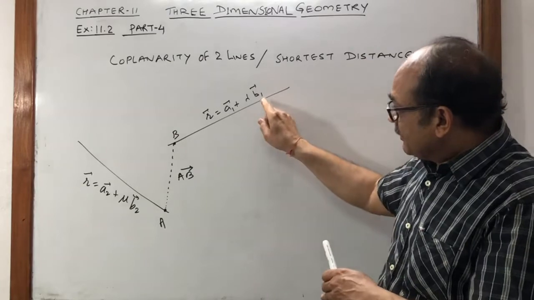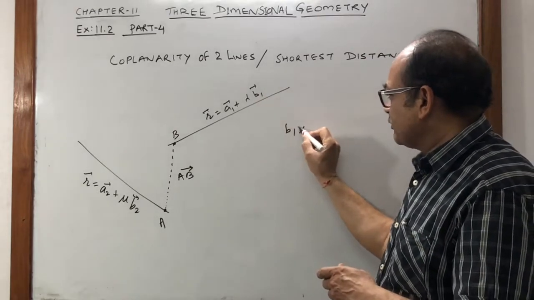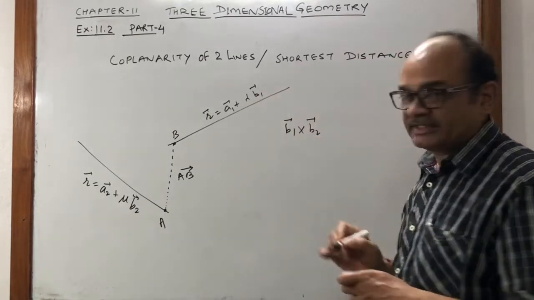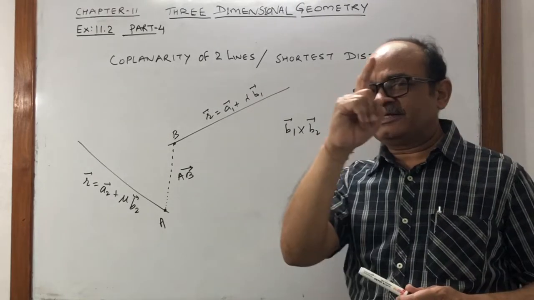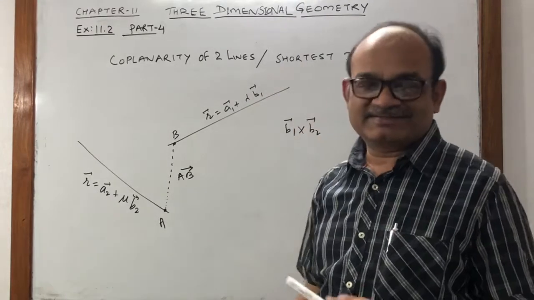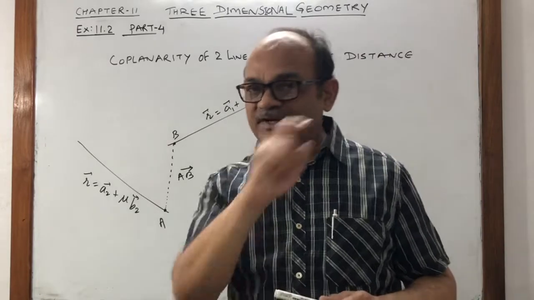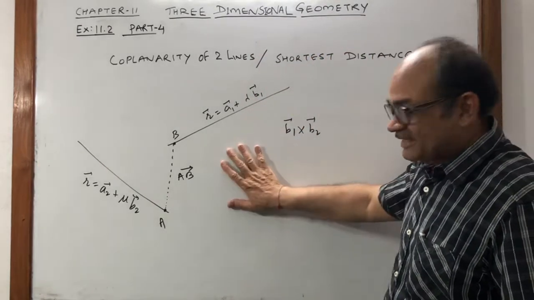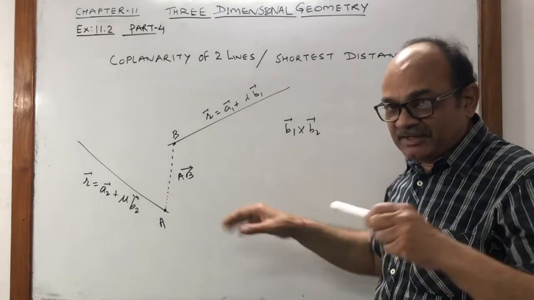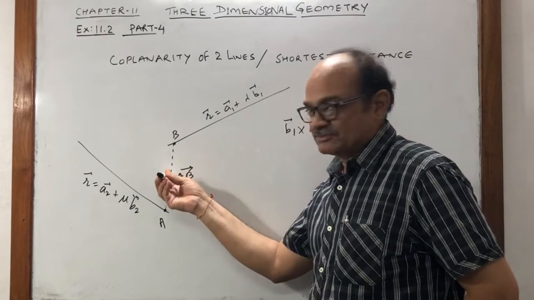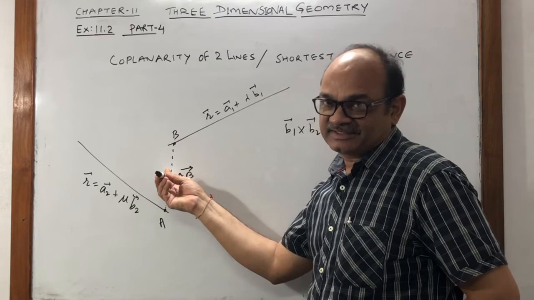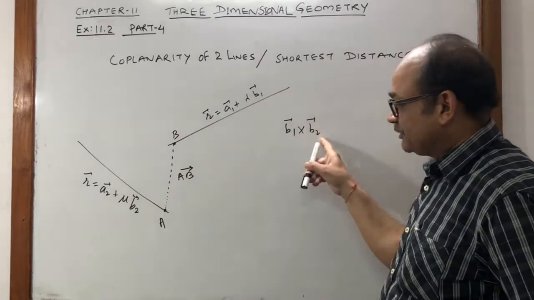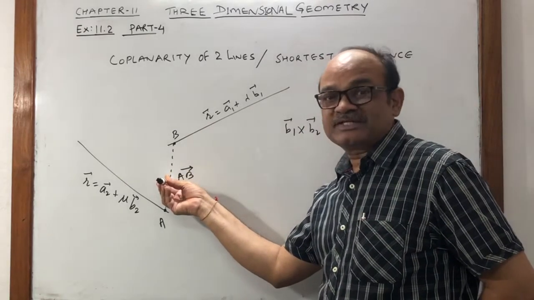It means if we calculate b1 cross b2 of these two vectors, then the resultant, you know very well from vectors, must be perpendicular to the plane containing the vectors. So what is the plane? This whiteboard is the plane. So b1 cross b2, the resultant, is perpendicular to this whiteboard.